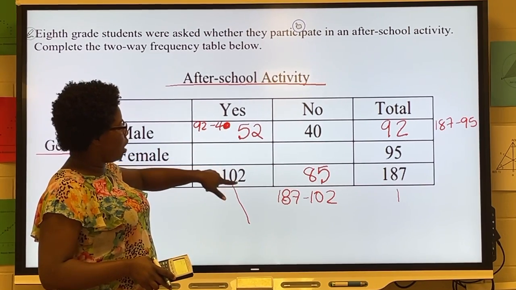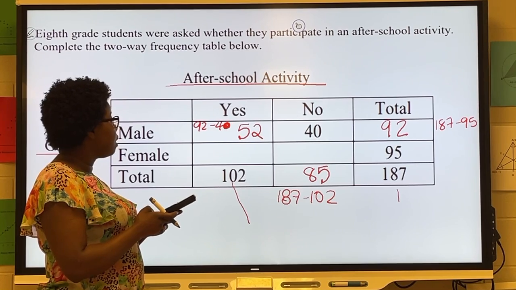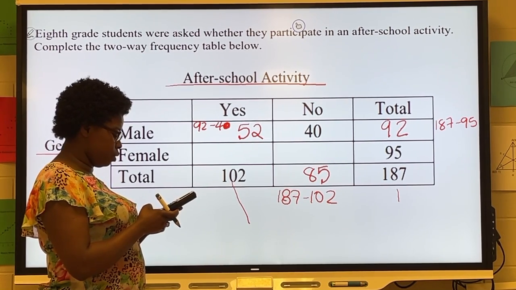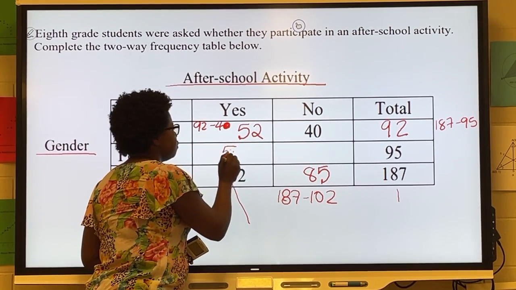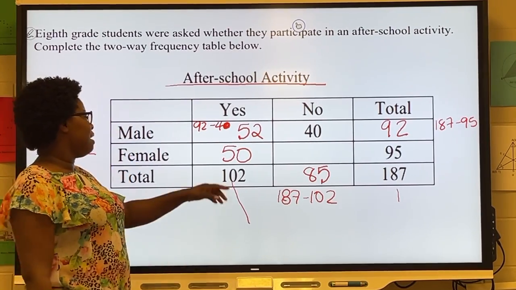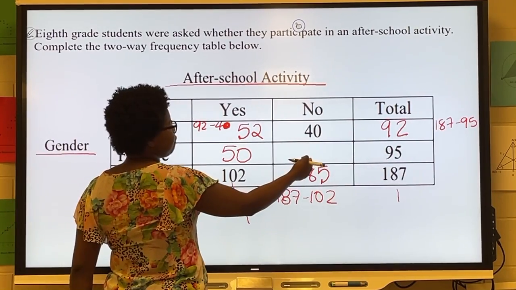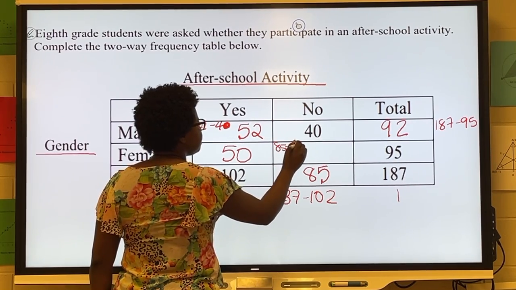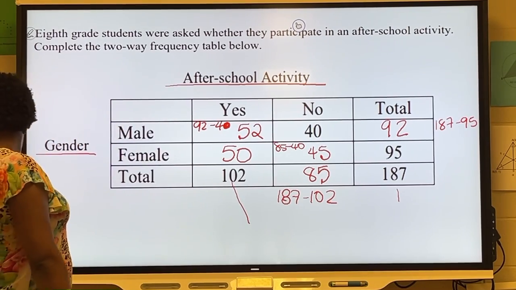102 minus 52 to find females who said yes. Hold on, guys. So 102 minus 52 will give us 50. Wow, I didn't have to do that in my head, but I just did it. That gives us 50 females who said yes. So let's find the total females who said no. So 85 minus 40 to give us 45 females who said no.